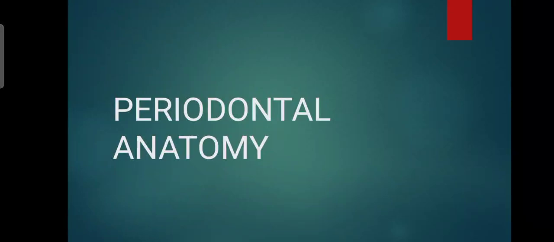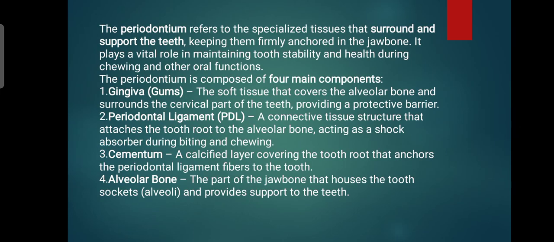Bismillah ir-Rahman ir-Rahim. Today we are going to start periodontal anatomy. What is periodontium? Periodontium refers to the specialized tissue that surround and support the teeth.